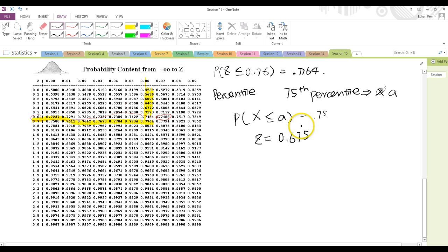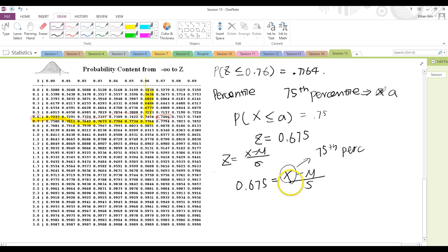Okay, and this would be helpful because when we're looking at percentiles, again, z is x minus mu over standard deviation. So if you know the z-score and we're looking for the percentile, then we're looking for x, and we have mu and sigma, right? So you can just solve for x, and this would be the 75th percentile. Right, so you can go back and forth with this.